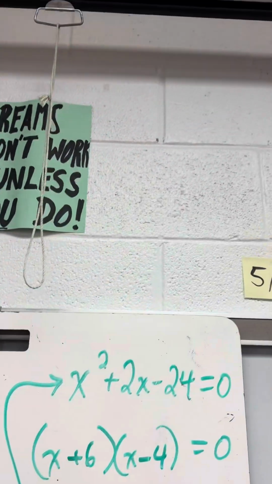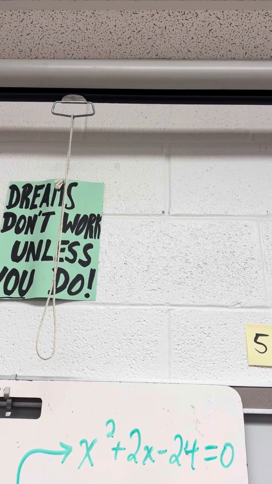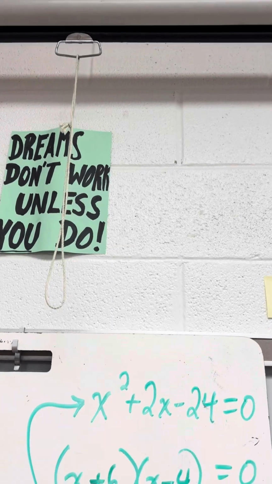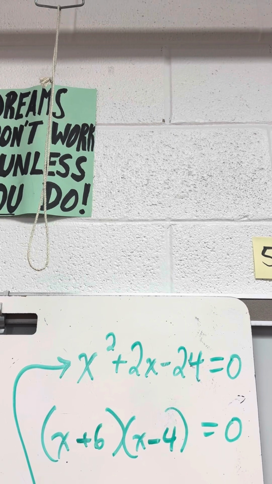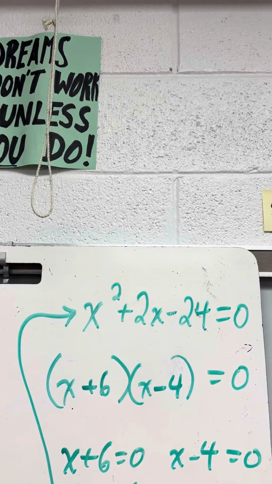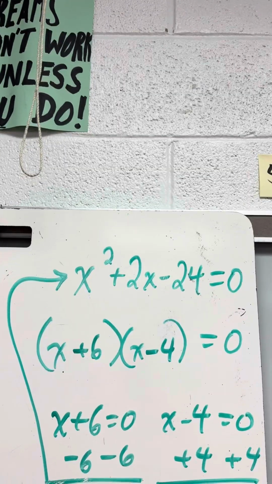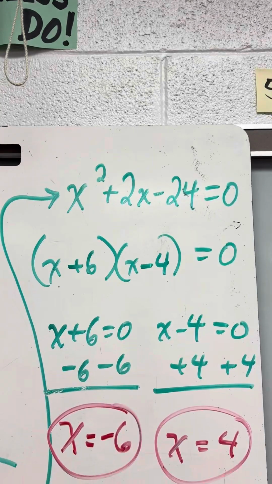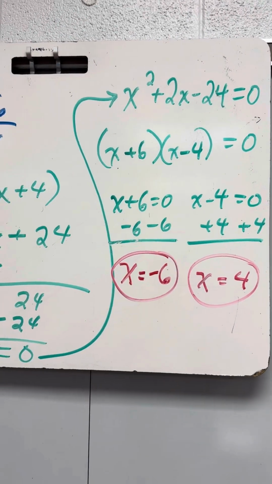Now I'm going to factor. Okay, what times what makes negative 24 that added together makes positive 2? Positive 6 and minus 4. So this means that x plus 6 equals 0, x minus 4 equals 0. Minus 6 to both sides, plus 4 to both sides, and I get x equals negative 6 and x equals 4. Okay?